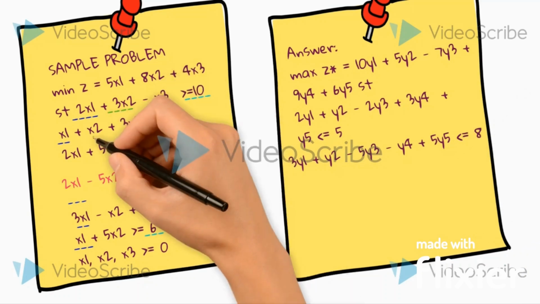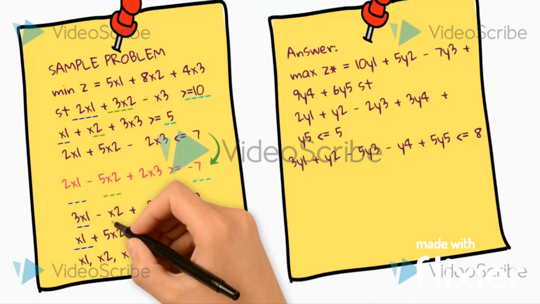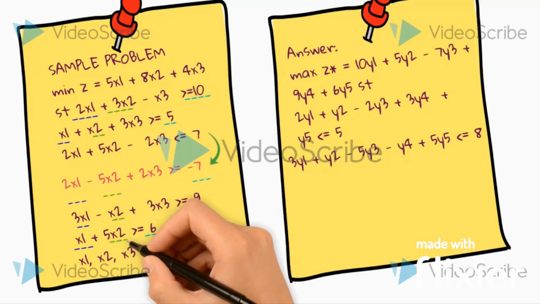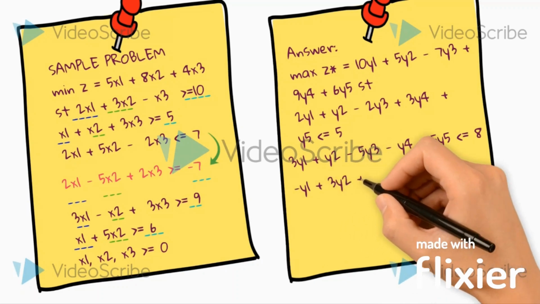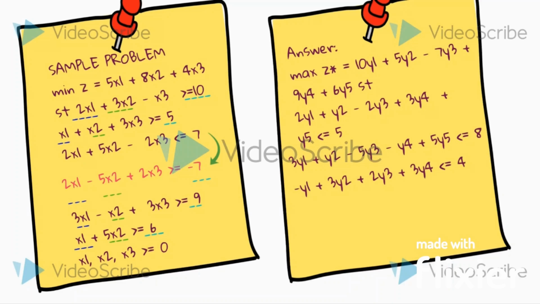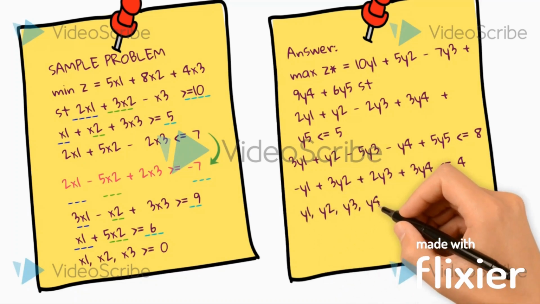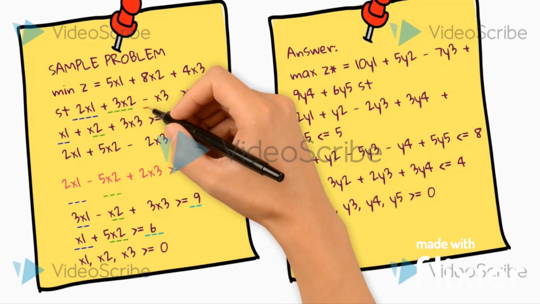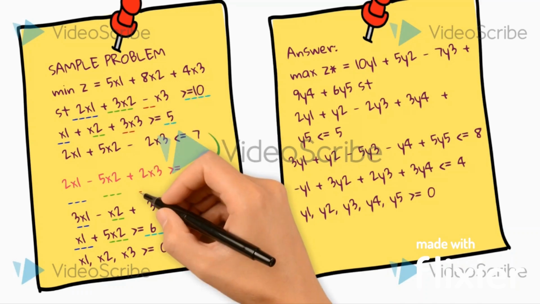So you can guess now, these will be nothing but the coefficients of x2: 3, 1, 5, minus 1, and 5. We write it with the y variables y1 till y5, and we are getting 8 from the objective function of the primal again. Then our last constraint, minus y1 plus 3y2 plus 2y3 plus 3y4 less than or equal to 4, and obviously y1 till y5 greater than or equal to 0. This once again, as you must know by now, we are writing coefficients of x3.